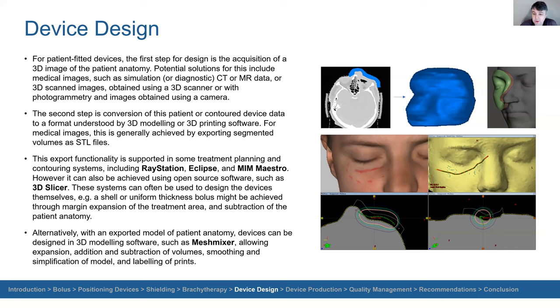It's also possible with open source software like 3D Slicer, which will allow you to import DICOM files and do your segmentation and do expansions and do subtractions and all of those sort of tools that you get in contouring software in treatment planning systems in order to design a bolus, for example, for a particular patient. Alternatively, you can do that sort of work in 3D modeling software. So software like Meshmixer, for example, will allow you to expand and add and subtract volumes, smooth and simplify a 3D printable design and add labels, add text, for example, as Tomas discussed.